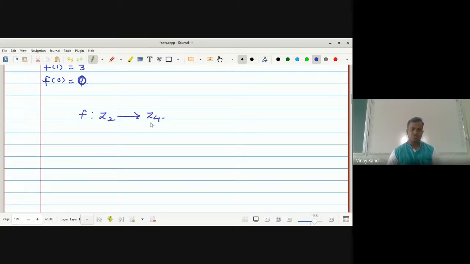Now I have to find the function from Z2 to Z4. Here 4 possibilities are possible. Either 1 maps to 1, or 1 maps to 2, or 1 maps to 3, or 1 maps to 4.